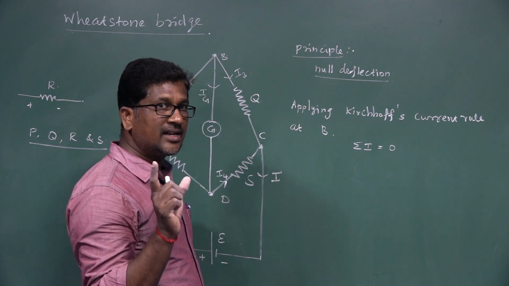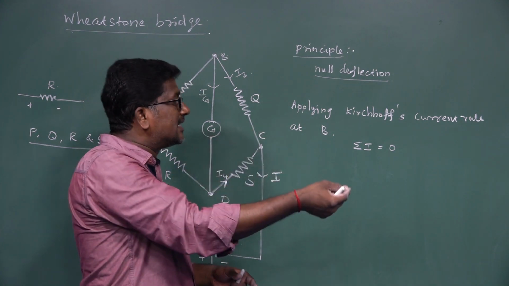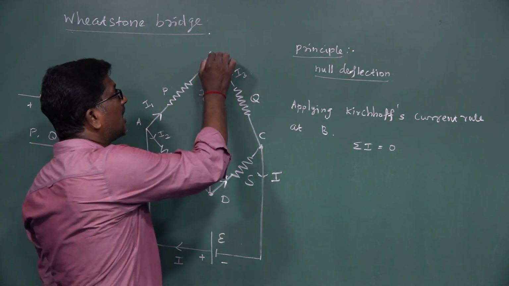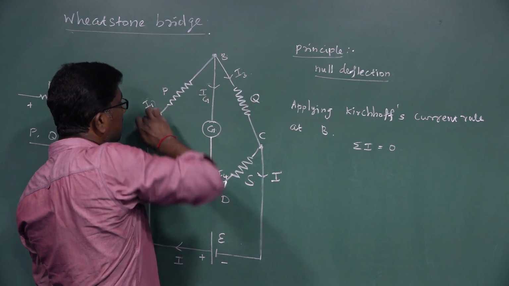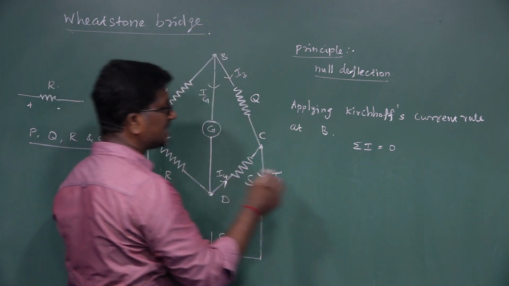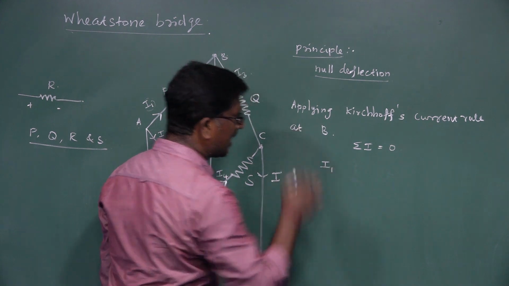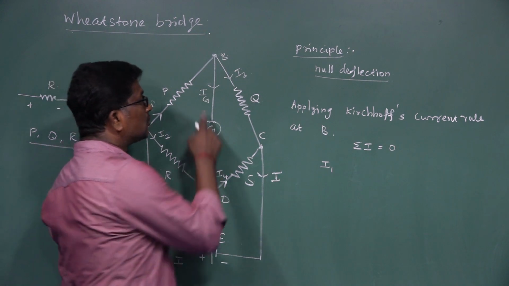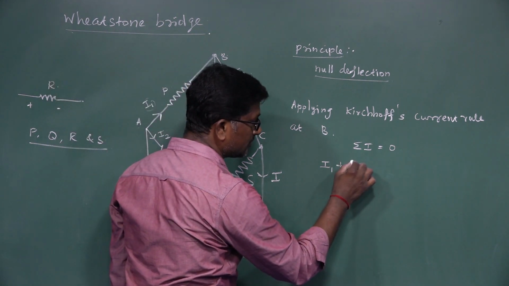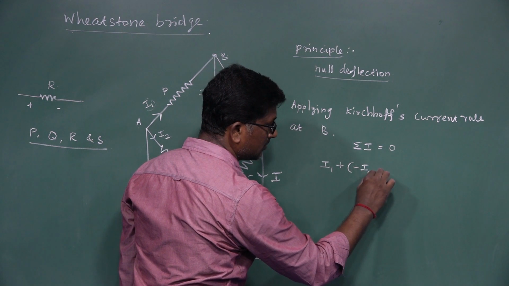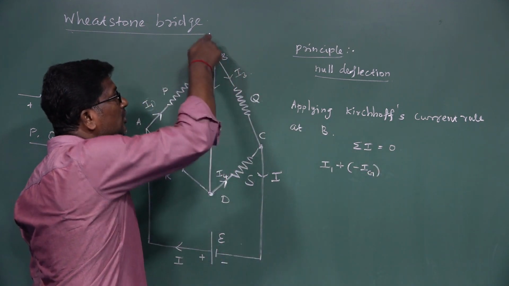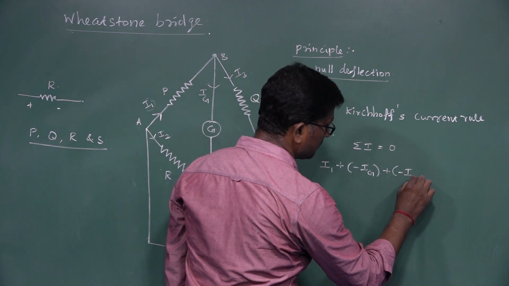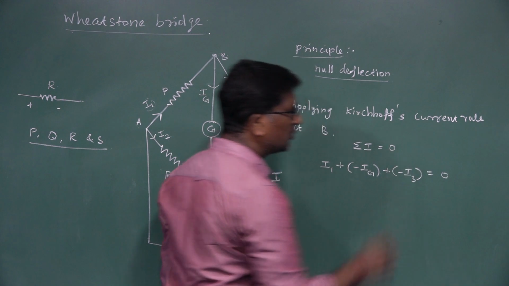A sign convention is there, that is, the current flowing towards the junction is positive and the current leaving the junction is negative. At junction B, the current I1 is flowing towards the point B, so it is taken as positive. The current IG is leaving the junction B, so it should be taken as negative. And I3 is also leaving the junction, so it is also negative, which is equal to 0.